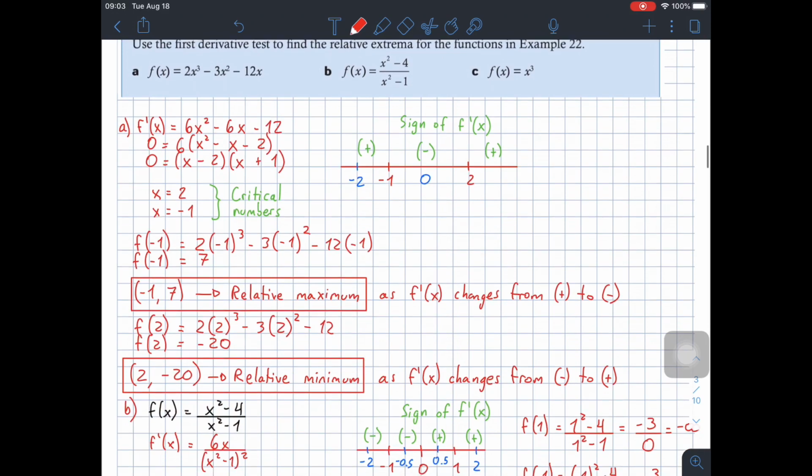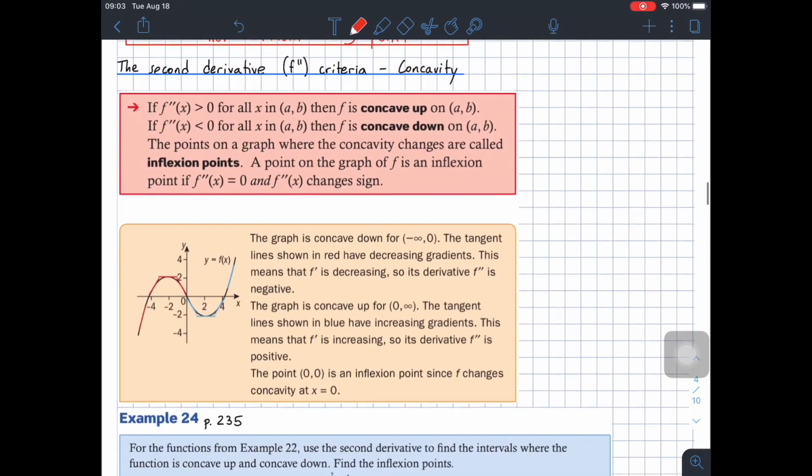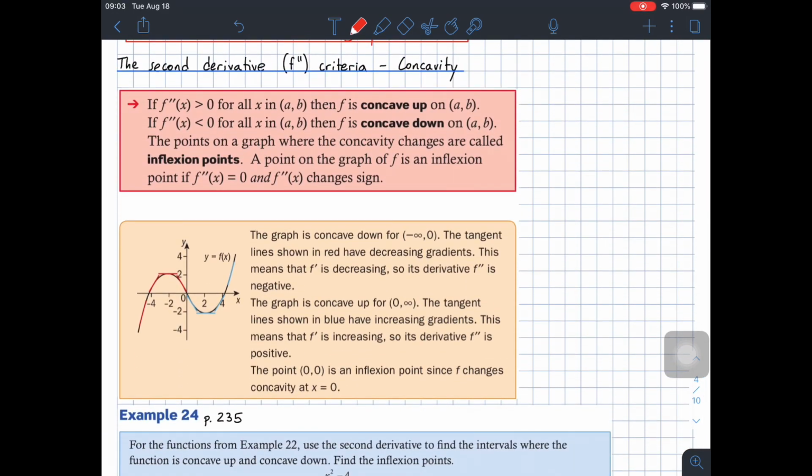So in this class, we're gonna see the second derivative criteria. What does the second derivative tell us about the graph, okay? And here's the clue word, concavity. So that's what we're gonna see today.